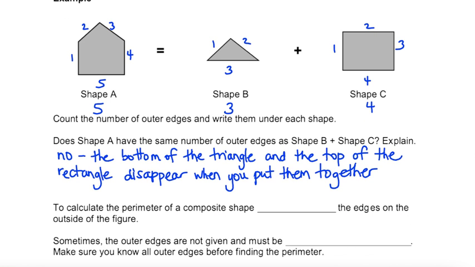So to calculate the perimeter of a composite shape, you need to add the edges on the outside of the figure. So this line right here would be called an interior line, and we wouldn't want to add that line. So we just add the sides around the outside. Sometimes the outer edges are not given and must be calculated before you solve it. So make sure you know all the outer edges before finding the perimeter.